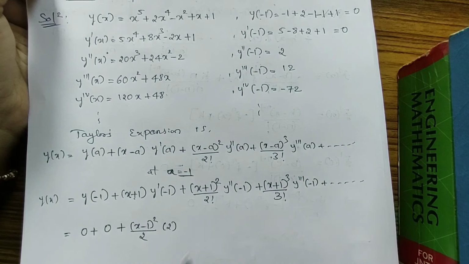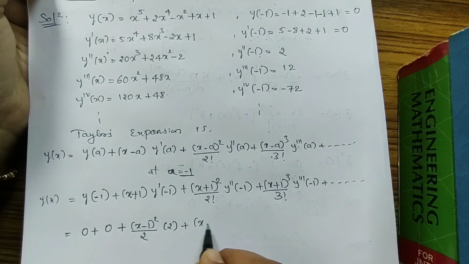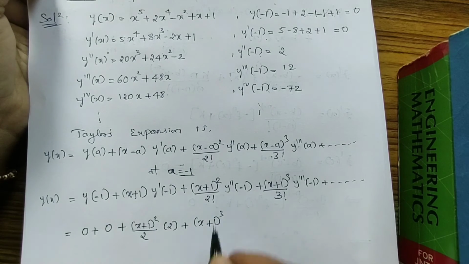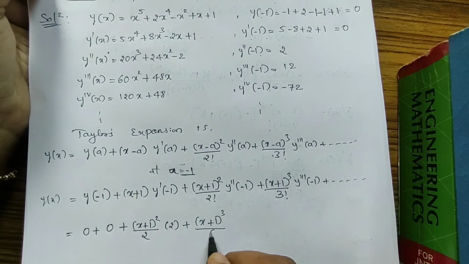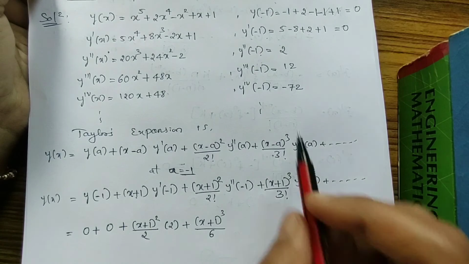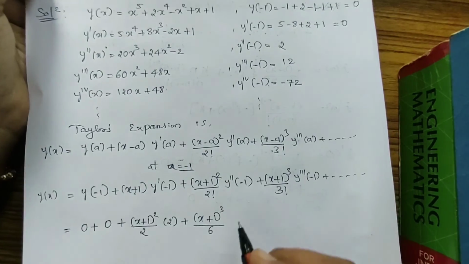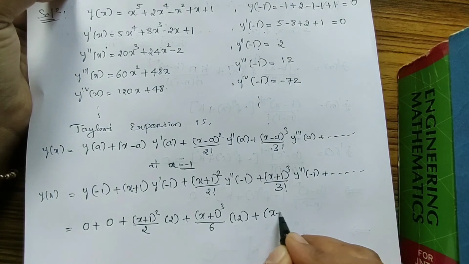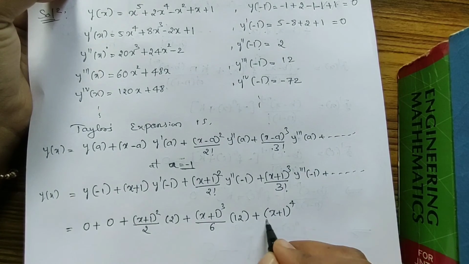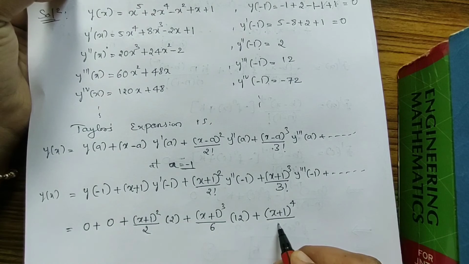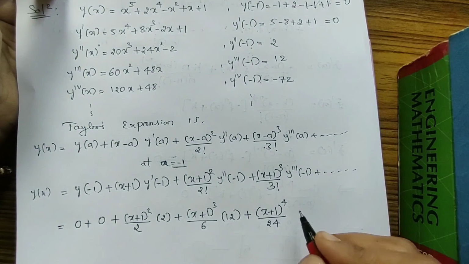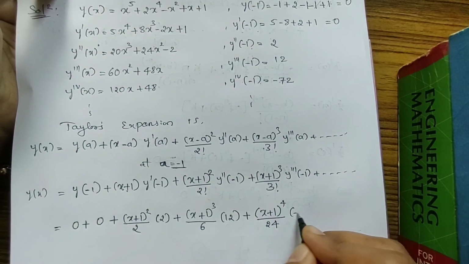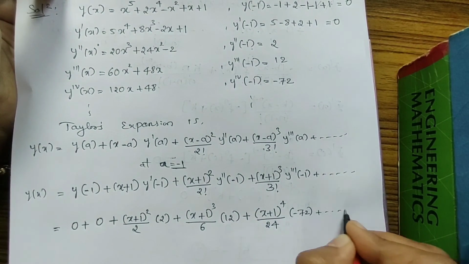Y double dash of minus 1 is 2 plus x plus 1. Okay, sorry, this is x plus 1. X plus 1 whole cube by 3 factorial is 6 and y triple dash of minus 1 is 12. Okay, I will substitute the value 12 plus x plus 1, the next term is going to be power 4 divided by 4 factorial. 4 factorial is 24 into y4 of minus 1 is minus 72. Okay, minus 72 plus and so on.